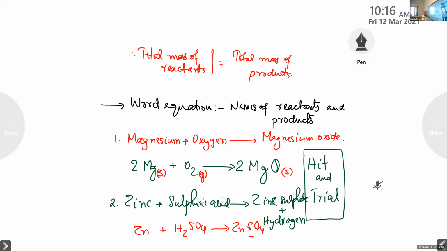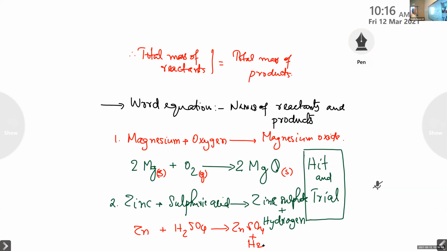ZnSO4 plus. You write on the right side. Plus hydrogen. Hydrogen is H2. Write on the right side, in the same line.